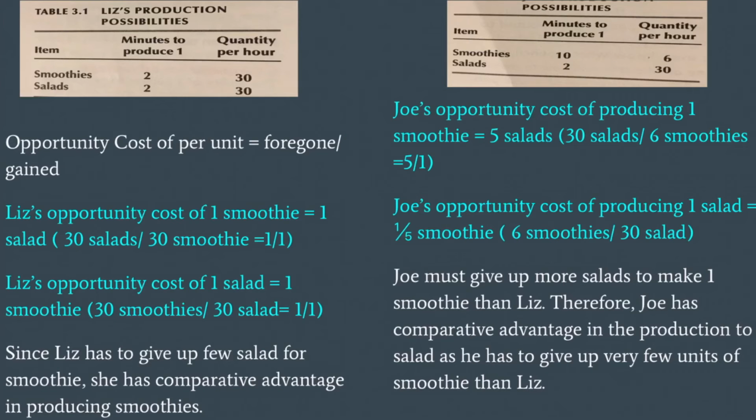Now let's calculate the opportunity cost per unit, what is foregone over what is gained. That is the formula for opportunity cost per unit.